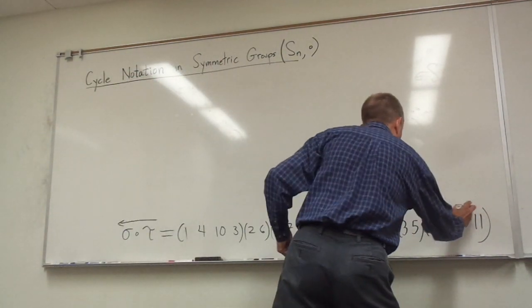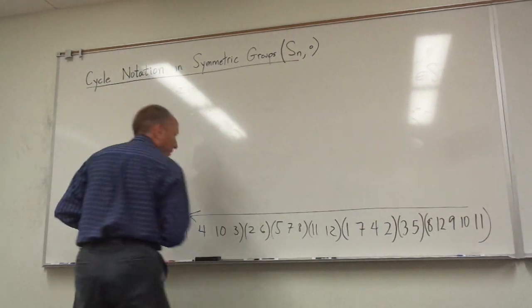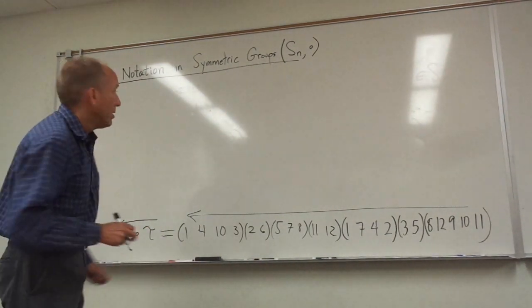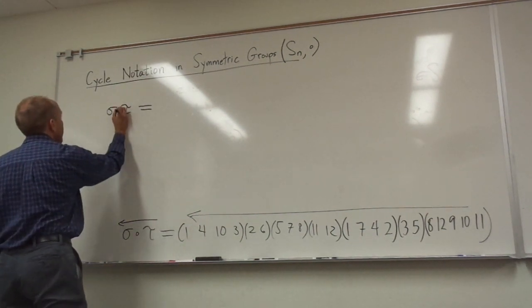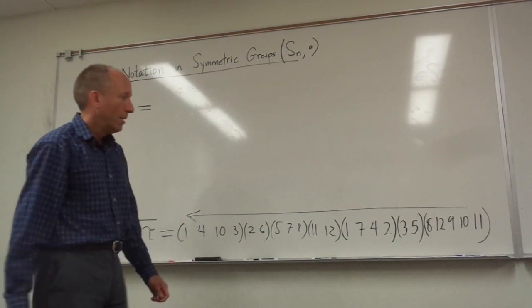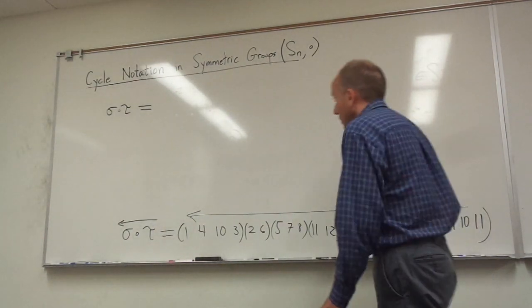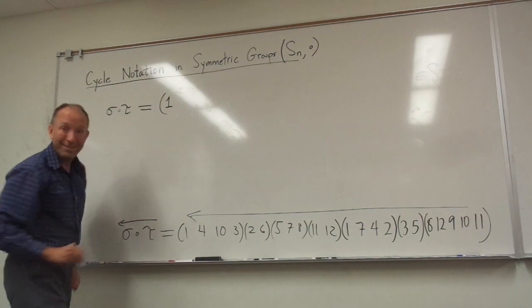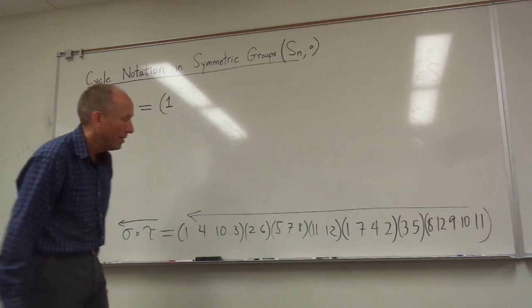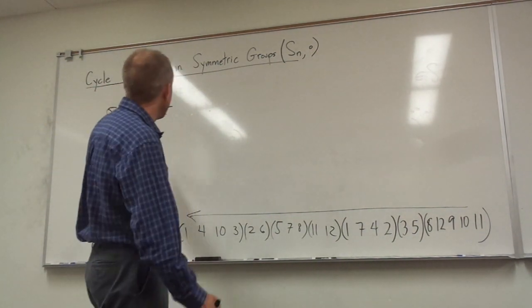And it is still true that we multiply from right to left. So when I'm working out the cycle notation simplification of sigma tau, I'm going to pick my number that I want to start with here. I usually like to start with 1, not that you have to. You can start with any number, but I'll just start with 1.